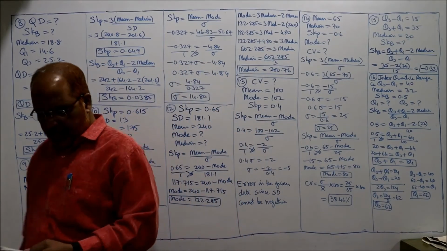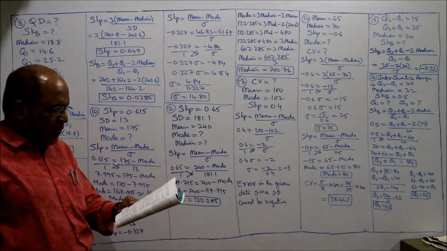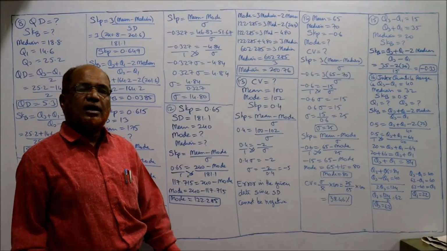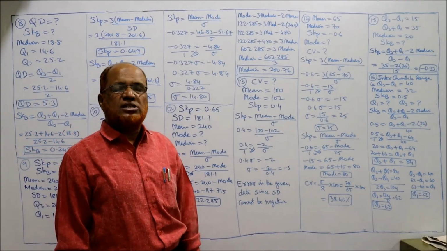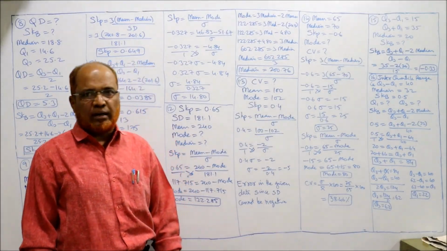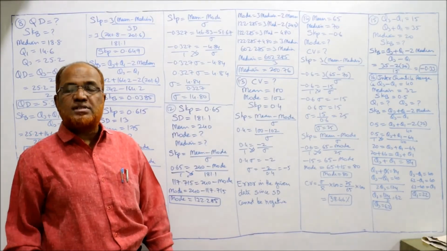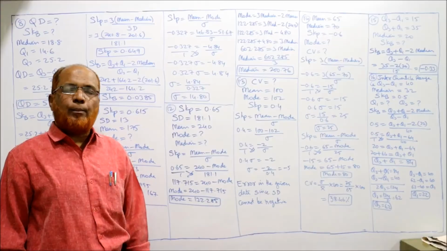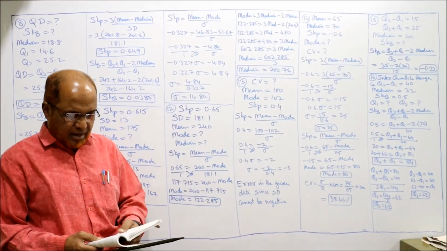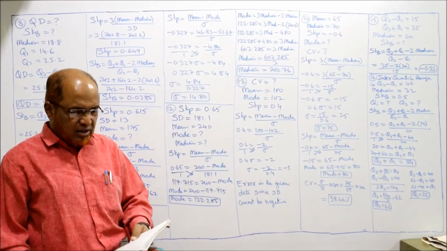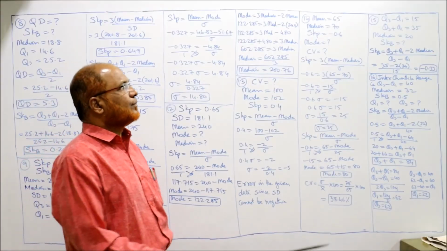In a distribution, the difference of two quartiles is 15. Difference of two quartiles means Q3 minus Q1. This difference is 15. And the sum is 35. Sum means addition, so Q3 plus Q1 is 35. And the median is 20. Find the coefficient of skewness.